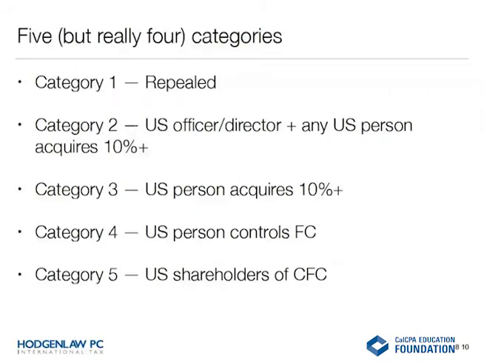So Category 1, I mentioned that one of these was repealed. That's Category 1. Category 2, and we'll go into all of these in more detail in a minute. This is just a summary page here on slide 10. Category 2 is when a U.S. officer or director has to report that any other U.S. person acquires 10% or more of a foreign corporation stock. Category 3, to vastly oversimplify, a U.S. person acquires 10% or more. There's a lot more that goes into that one. We'll talk about that in a second. Category 4 is when a U.S. person controls a foreign corporation, and Category 5 is for what's called U.S. shareholders of a CFC, and we'll talk about what both of those terms mean. U.S. shareholders is a specific term. It doesn't just mean a U.S. person who is a shareholder.